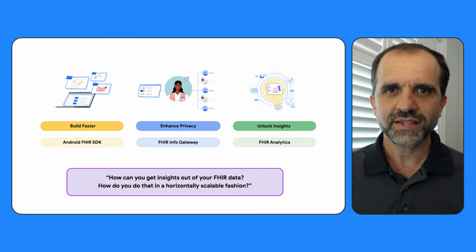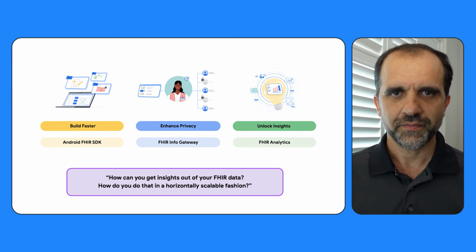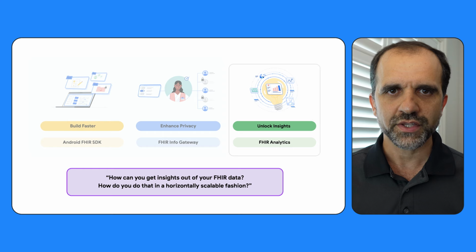How can you get insights out of your FHIR data? How do you do that in a horizontally scalable fashion? Hi, I am Bashir Sadjad, a software engineer on the Open Health Stack team at Google Health. Open Health Stack is a set of open source components that are created to accelerate adoption of digital healthcare solutions that leverage standards like HL7 FHIR.